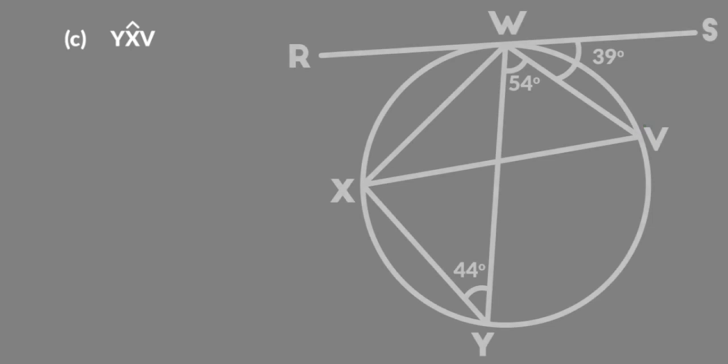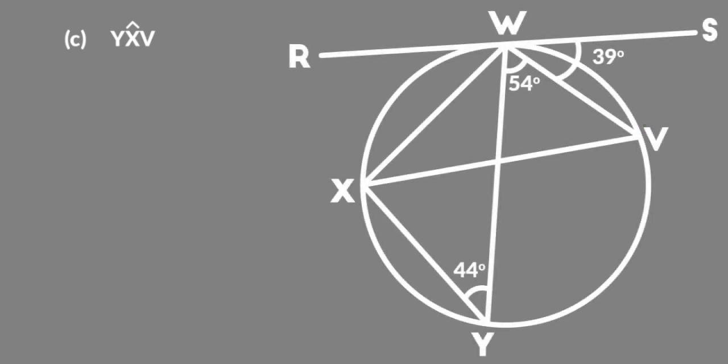The next question asks us to find the angle YXV. If we look carefully, this angle YXV is in the same segment as YWV or VWY. The question again gives us the value of VWY, which is 54 degrees. Therefore, we know the value of this angle because it's equal to an angle that they've already given us.